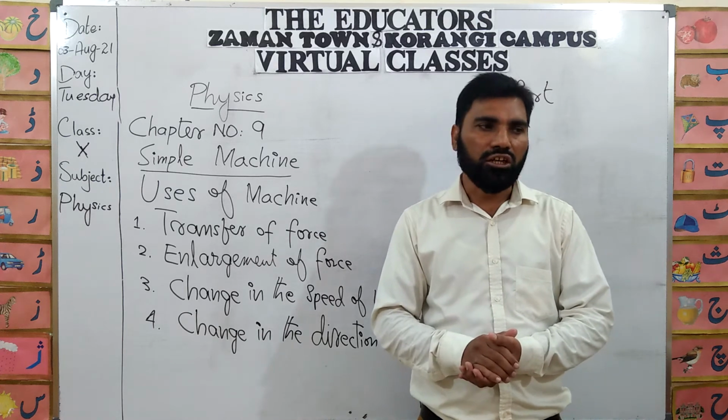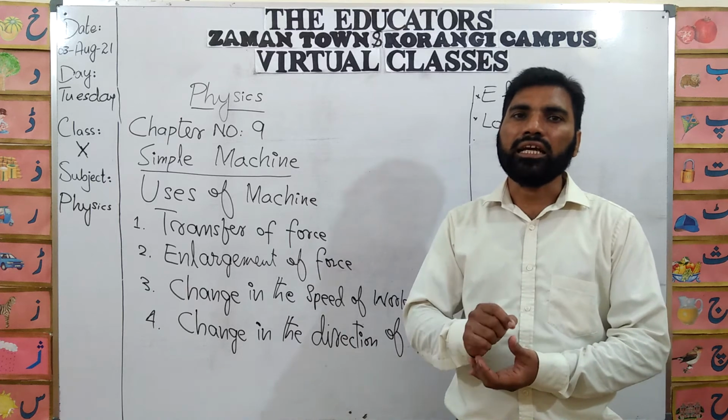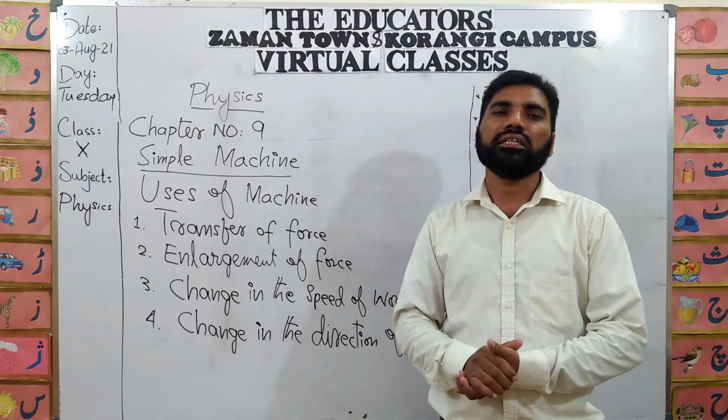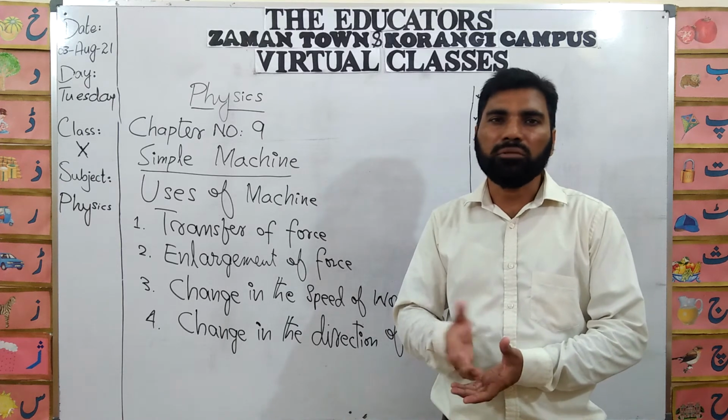What is the definition of simple machine? Simple machine: anything which helps a human being to do work easily. This is called the simple machine we can say.